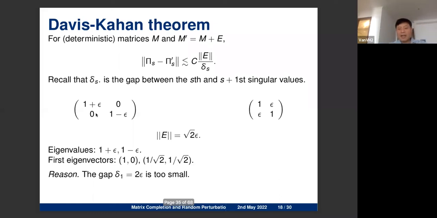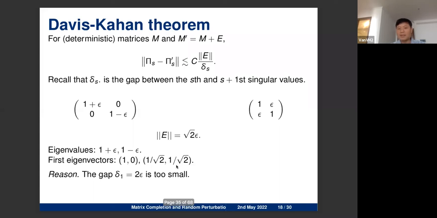Now the eigenvalues, as seen here, are 1 plus epsilon and 1 minus epsilon. But the eigenvector of the first one is the 1, 0 vector. They are basis vectors, no matter how small epsilon is. But the eigenvector of the second one is 1 over square root 2, 1 over square root 2. It's the 45-degree rotation, right?